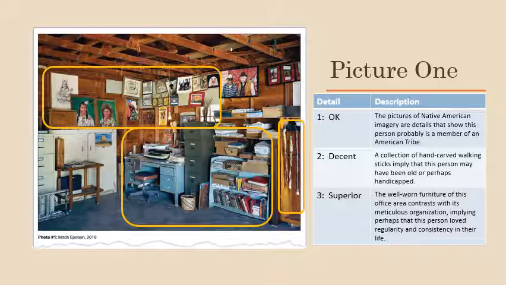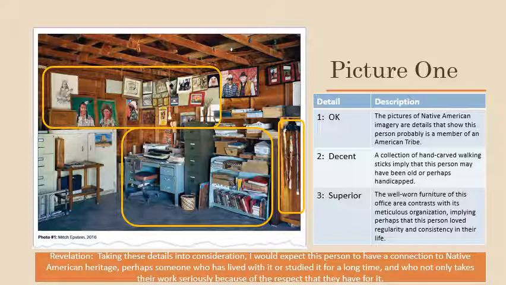Finally, what we would want to do is take those details that we've noticed and the descriptions that we've given of them and just say, what do these reveal? What do we now know about this person? Or what do we think we know about this person? And so I wrote this. I said, taking these details into consideration, I would expect this person to have a connection to Native American heritage, perhaps someone who has lived with it or studied it for a long time, and who not only takes their work seriously because of the respect they have for it.